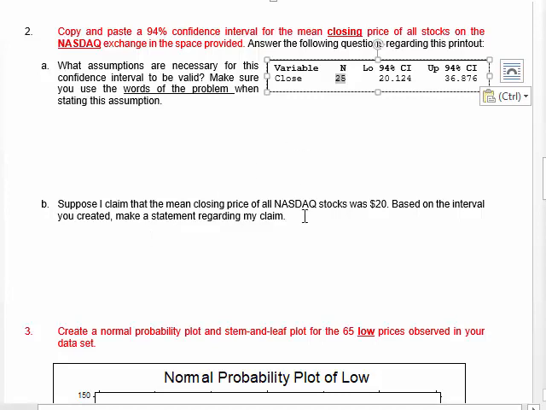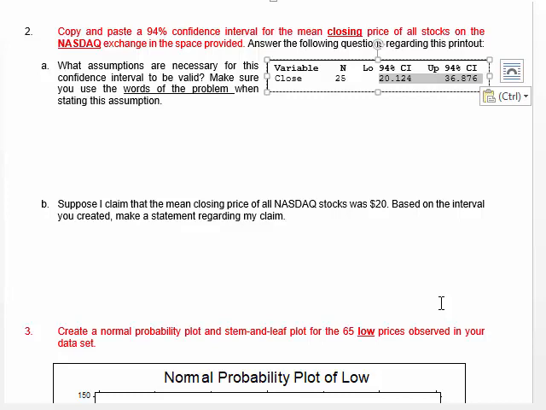But 2B, perfect printout for this. So I claim that the mean closing price is 20. Look at that printout. I couldn't have guessed for a better printout. I didn't look at this ahead of time. But is mu equal to 20? Well, if you look at my printout, 20 doesn't fall in between those numbers. It's really close, right? My lower end point's 20.124.